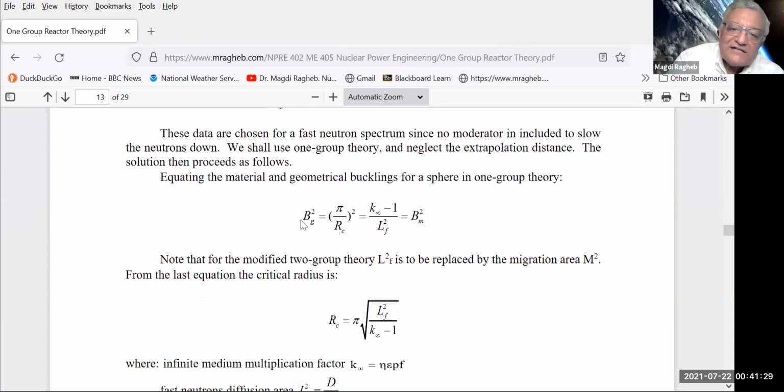Now, equating the geometric buckling to the material buckling gives us these two terms here, where we can use a scissors rule and immediately determine that the critical radius for that material with that composition here, k infinity minus 1 over L squared, is equal to pi, the square root of L squared, the square of the diffusion length for fast neutrons, divided into k infinity minus 1.